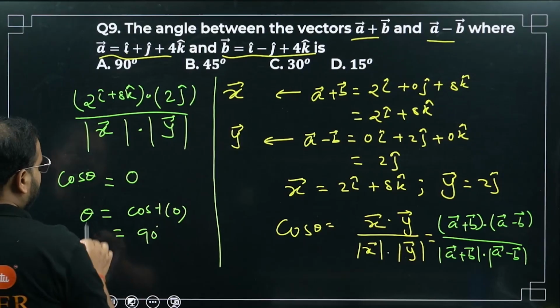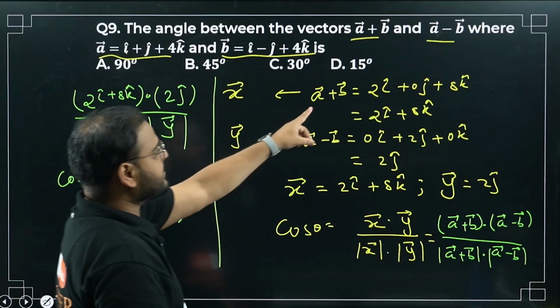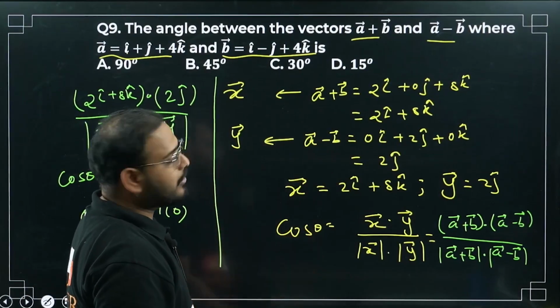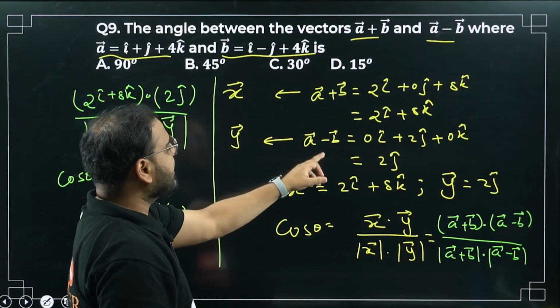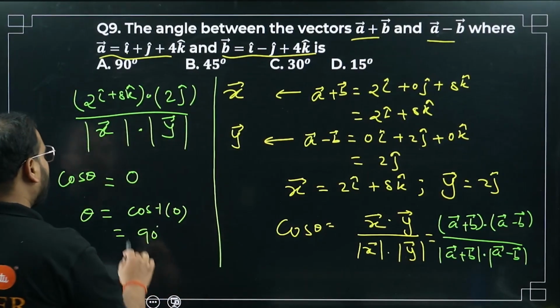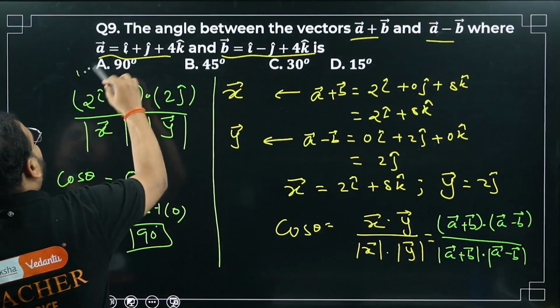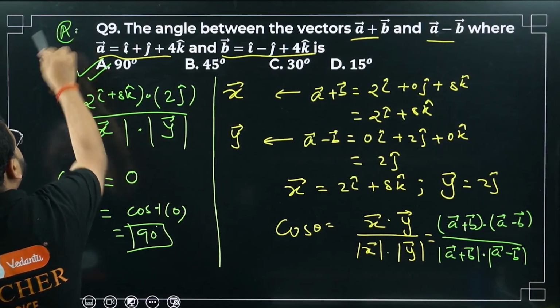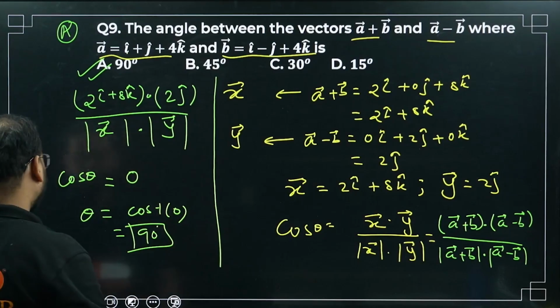90 degrees. What is the angle? Theta is the angle between A plus B and A minus B, or X and Y. I've taken A plus B as X and A minus B as Y. So theta is the angle between X and Y. Answer is what? 90 degrees. Option number A. Okay, moving on.